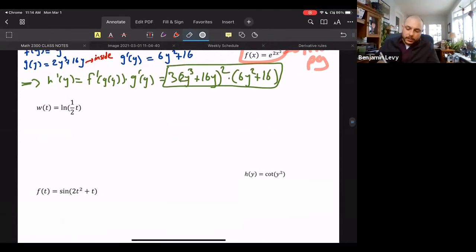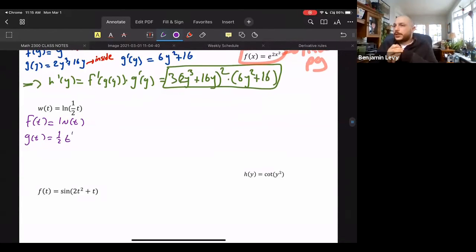So when I'm thinking about what's inside what, the outside function would be natural log, and what's inside of it, 1/2 t. Right, and that's a 1/2 t to the first power, so it's a nice easy power rule is what I'm trying to point out there. So you identify the two parts, and then with the f part, you're just ignoring what's on the inside, taking the derivative of just the outside part, and then you plug the inside part back in. That's how we're thinking about this.